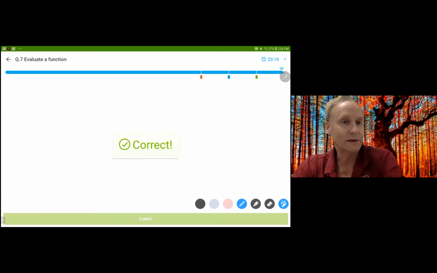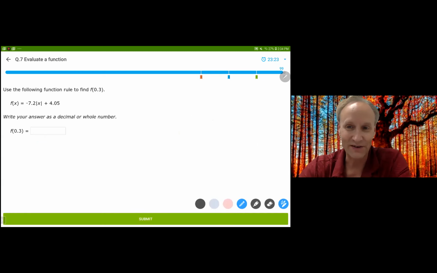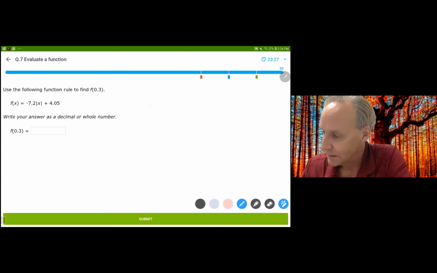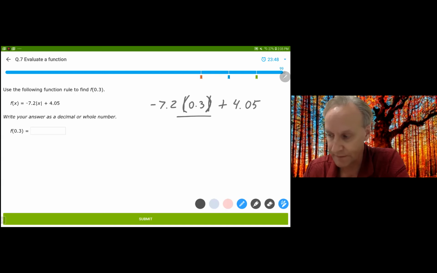And we have one last one, and we're done. I'm sorry I didn't grab the calculator to do these decimals, but I don't mind doing them. It's not that hard. Negative 7.2, and we're taking the absolute value of 0.3, which doesn't change anything. That's just 0.3. If it had been a negative, then it would change. Plus 4.05. I don't want to make a mistake, so I'm going to be a little bit careful. This doesn't change, so I'm just going to write it as parentheses now.